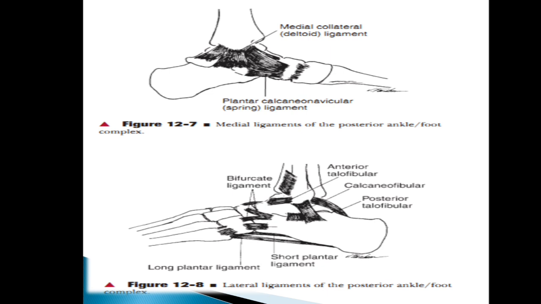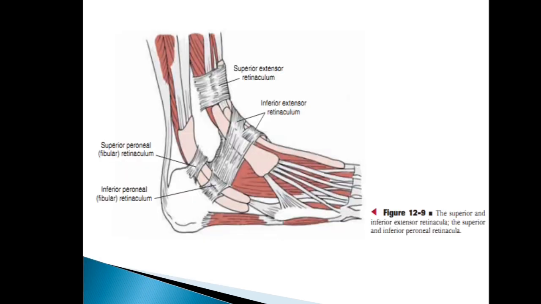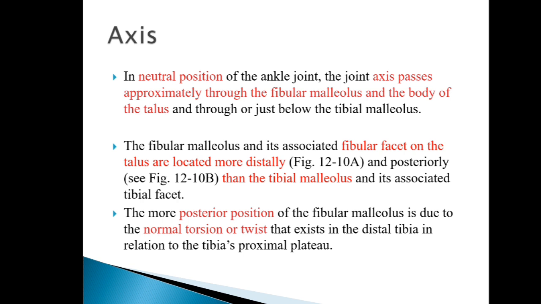These are the medial collateral ligaments. Here we can see the medial collateral ligament, and we have the plantar calcaneonavicular ligament, the spring ligament. We have the anterior talofibular ligament here, the calcaneofibular here, and the posterior talofibular here. Here we can see the retinacula: the superior and inferior peroneal retinacula, and the superior and inferior extensor retinacula.